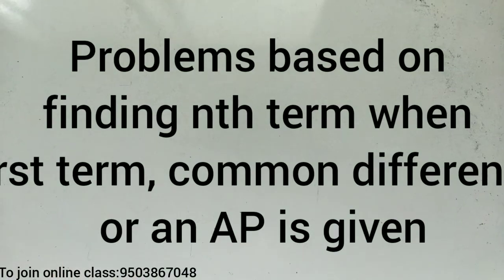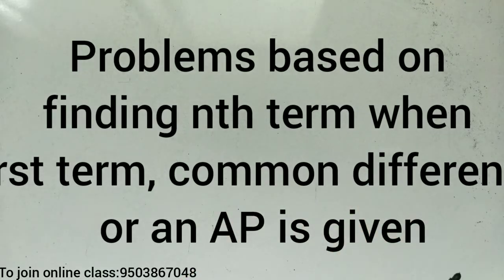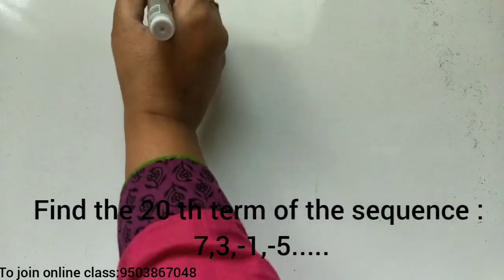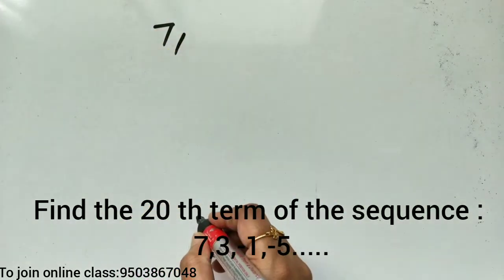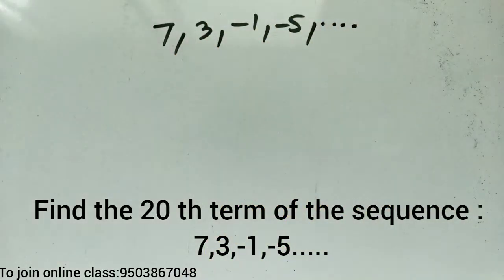Here I am going to discuss some types of problems based on the nth term of an AP. Problems based on finding the nth term when the sequence of an AP is given. So the question is: find the 20th term of the sequence 7, 3, -1, -5 and so on. This is the given sequence and we need to find its 20th term.